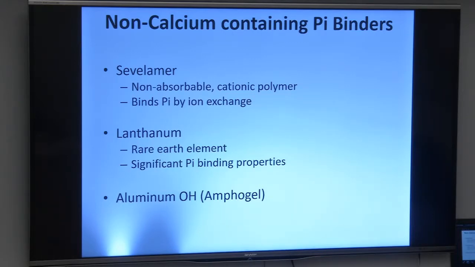Amphogel, we don't use anymore, except for certain circumstances. It's a very effective phosphate binder, and in patients with severe hyperphosphatemia, it works really rapidly. However, the issues with aluminum-containing phosphate binders and aluminum in general are that they cause dementia, and also they cause a really nasty form of osteomalacia. So that drug fell out of use about 20 to 30 years ago.